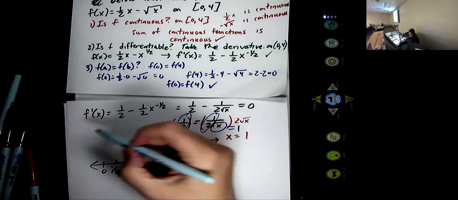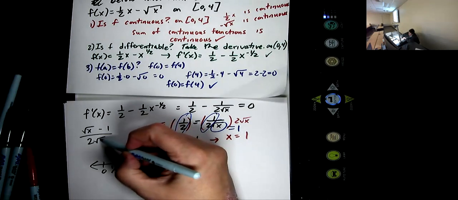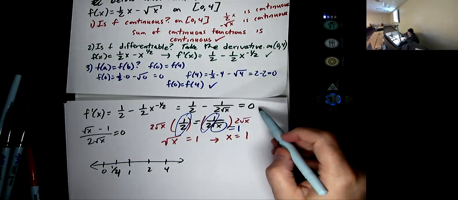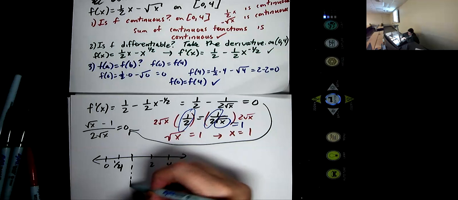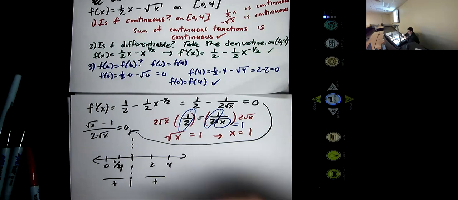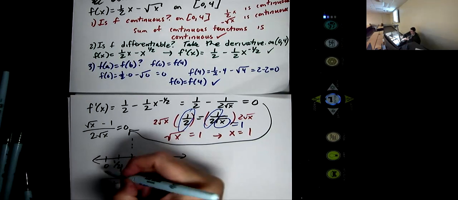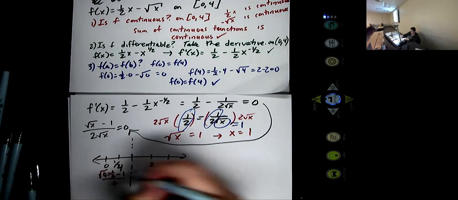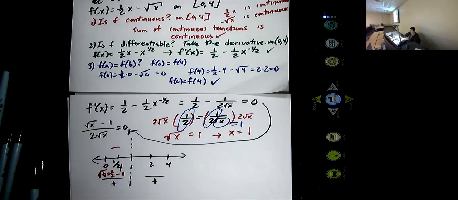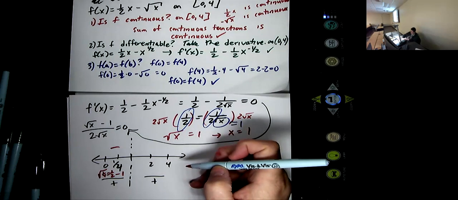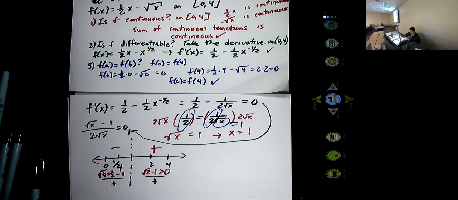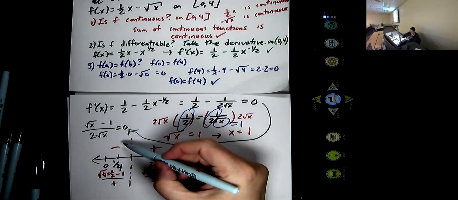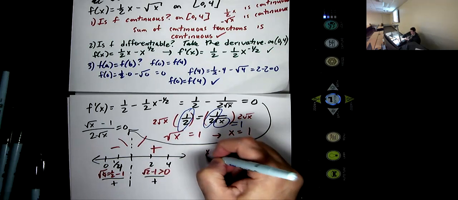Actually, if you get a common denominator here, this is square root of x minus 1 over 2 square root of x equals 0. That's getting a common denominator. And the bottom is always positive. When x is 1/4, the square root of 1/4 is 1/2. 1/2 minus 1 is negative. And square root of 2 minus 1 is greater than 0, so this is positive. So the slope was going down, then it's going up. It looks like x equals 1 is a min.